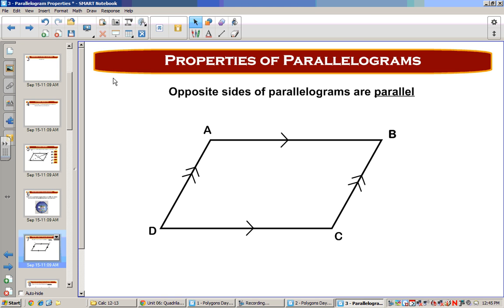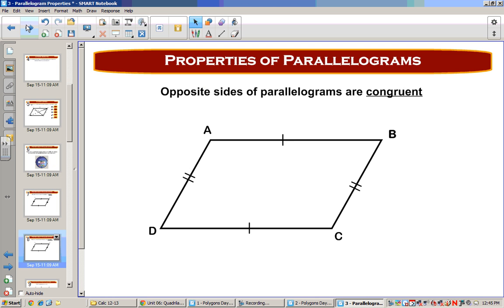Now we're going to go through the properties of a parallelogram. The opposite sides of a parallelogram are parallel. So these two are parallel, and AD and BC are parallel. Property number 2, the opposite sides of a parallelogram are going to be congruent.